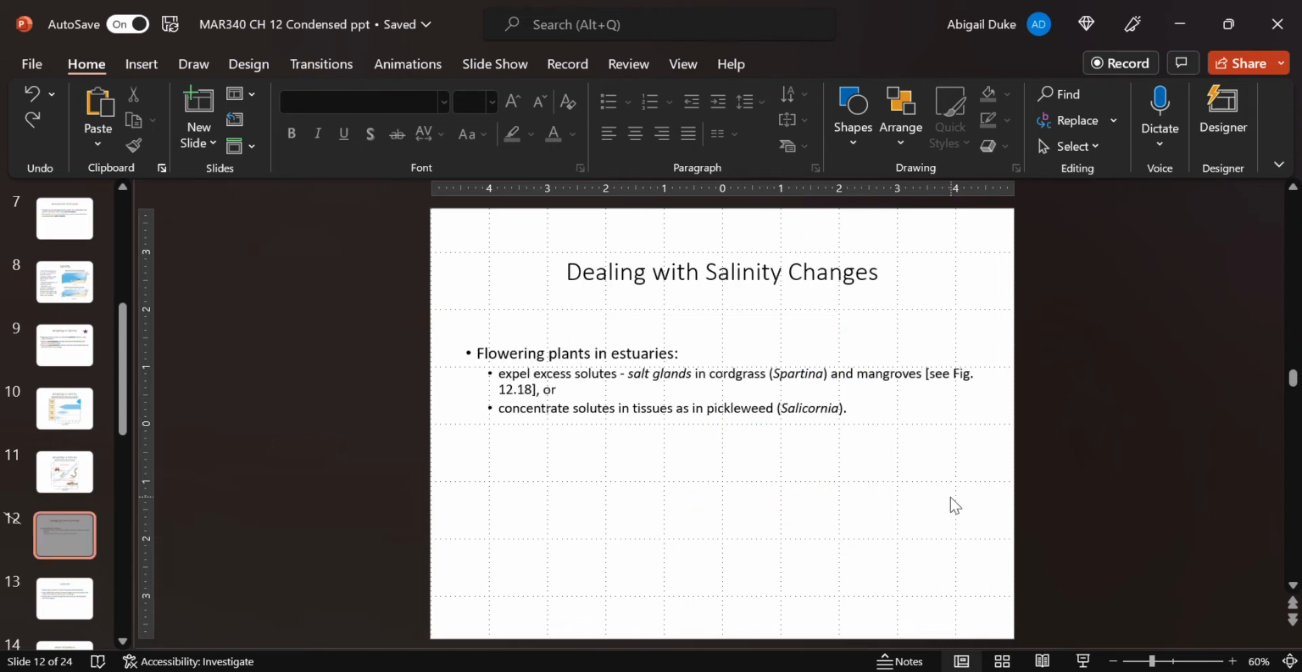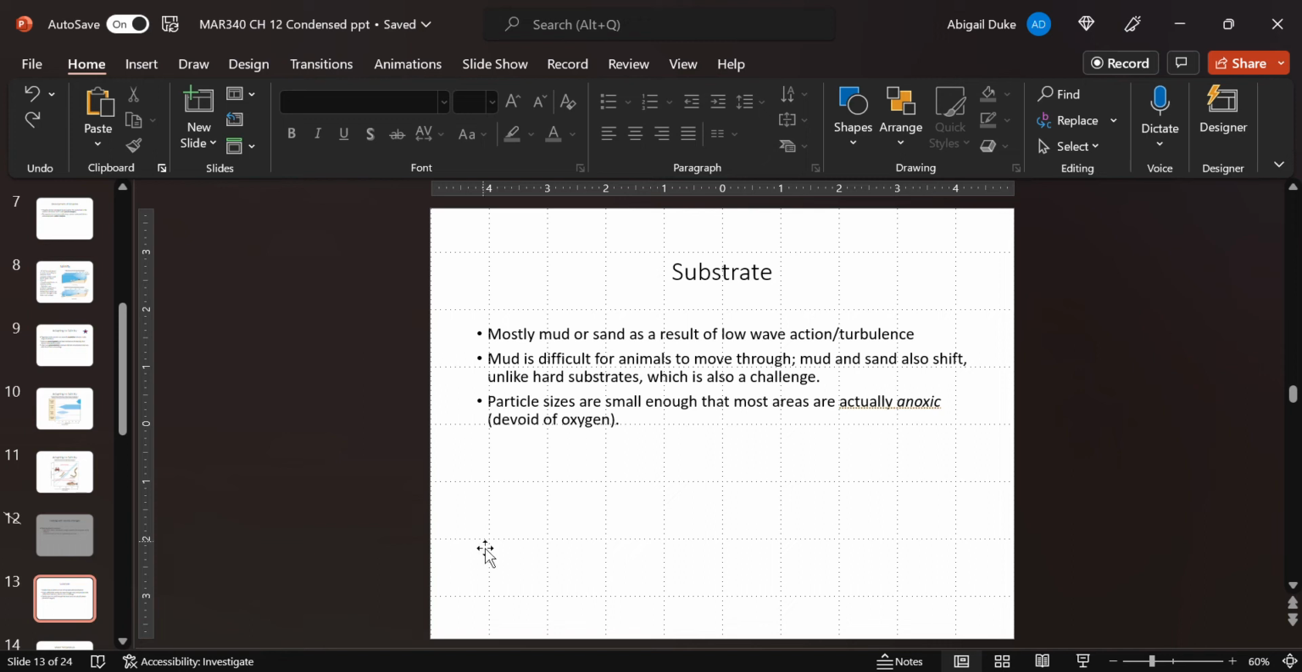Dealing with salinity changes. Flowering plants in estuaries expel excess solutes. Salt glands in cordgrass, Spartina, and mangroves. See Fig 12. Oh, also this one's crossed out. So, or concentrate solution of tissues in pickleweed. All right, anyways, it's crossed out, so we're not going to spend too much time on that.